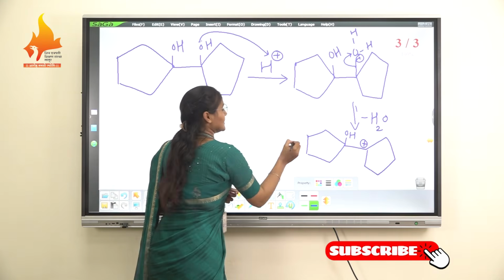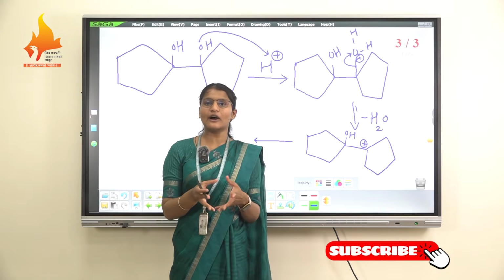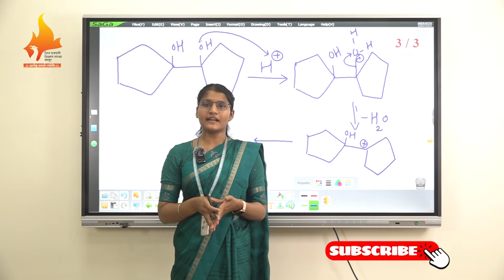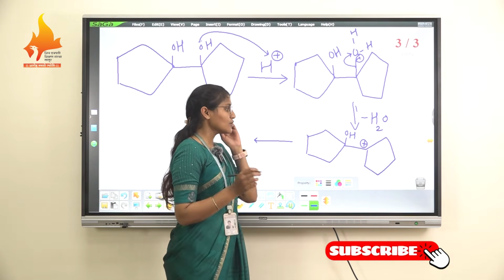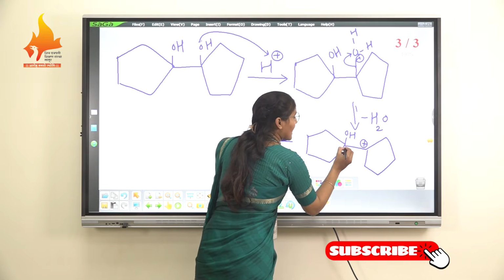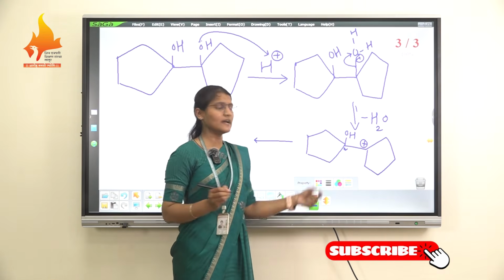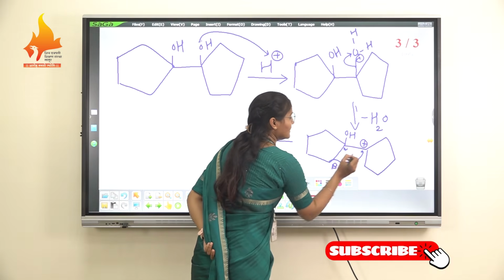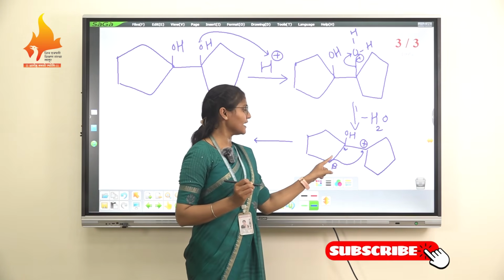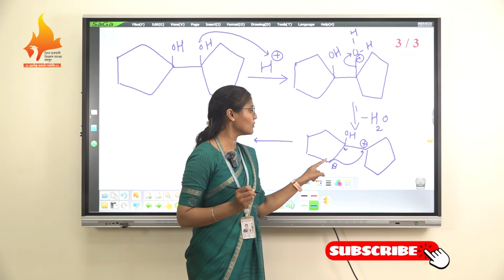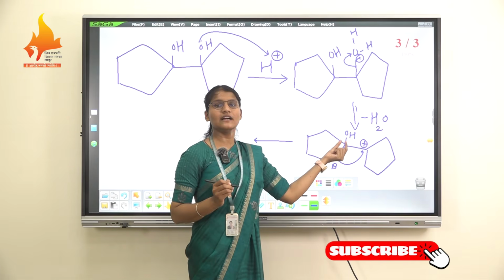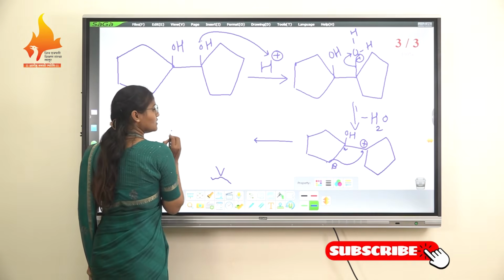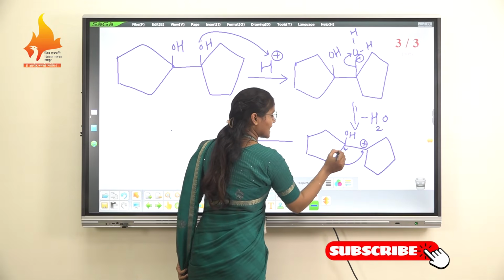Next, this is a different example where we don't have any group on the alpha carbon to the carbocation. So here we can migrate the beta bond to the carbocation. We name the carbon containing the OH group alpha, and the one next to it beta. We have to migrate the beta bond to the carbocation. So the alpha-beta bond breaks and the electrons of the alpha-beta bond shift to this carbon. So we will get positive charge on the carbon having the OH group, that means the alpha carbon.